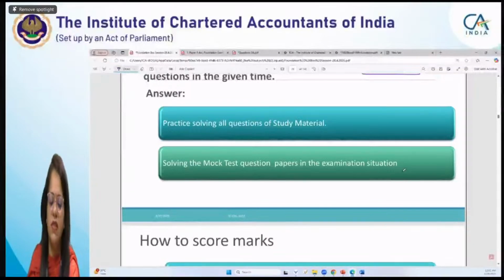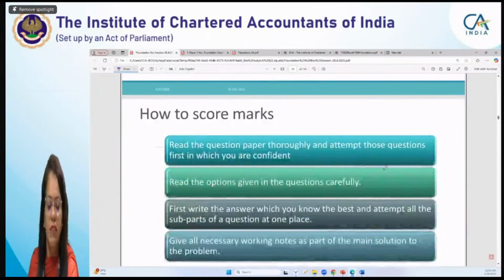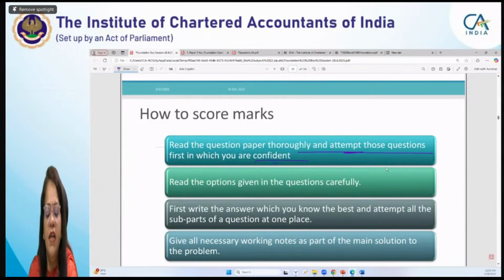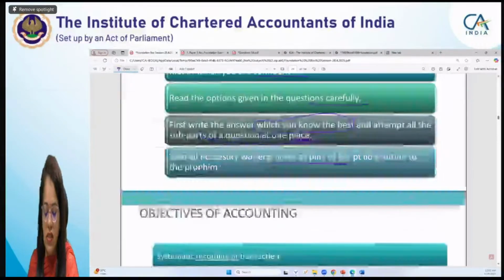Solve the mock test papers. This I told you. Solve, practice all the questions and solve the mock test papers. In the examination, how to secure marks? Read the question thoroughly and attempt those questions which you are confident about. Read the options given in the questions carefully. First, write the answer which you know the best, which you are confident about, and attempt all the subparts at one place only. I'm focusing on it again and again. You please focus. All the subparts should be done at one place only, and give all the necessary working notes, and the numbering of the working note should also be seen there in the main answer, the main solution of your main answer.